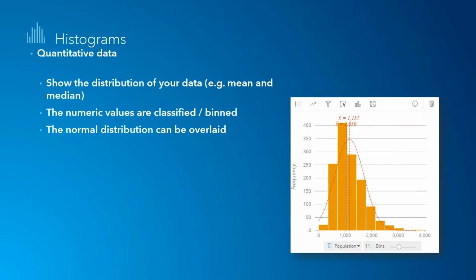Histograms, you saw an example of this one that I created. This is working with a quantitative data variable, so a numeric variable, and this just shows the distribution, right? So how is this variable distributed? Those values get classified or binned, and then as you saw, we can overlay a normal distribution, so you can compare your variable that you're interested in to a normal distribution.